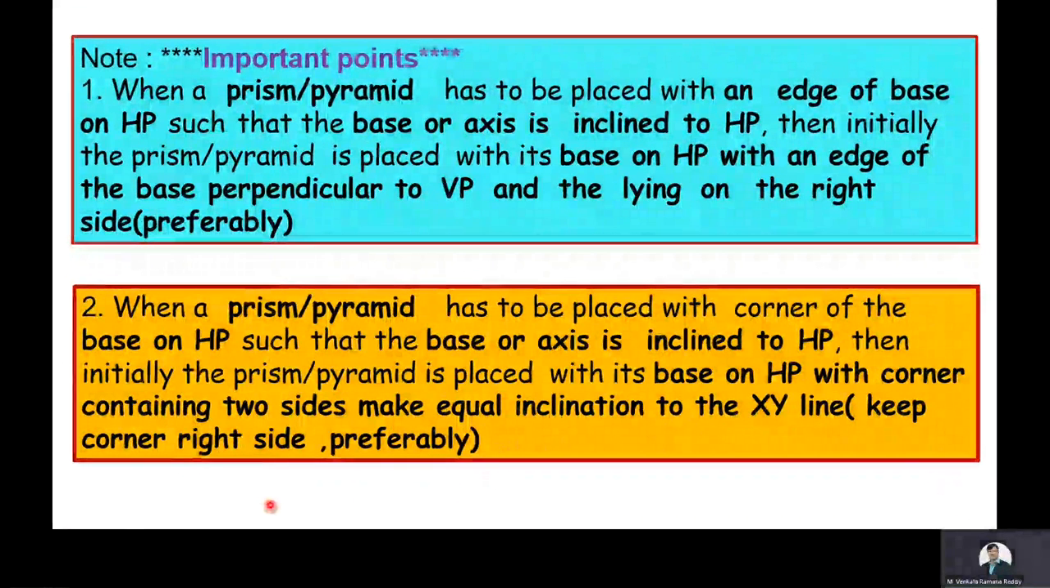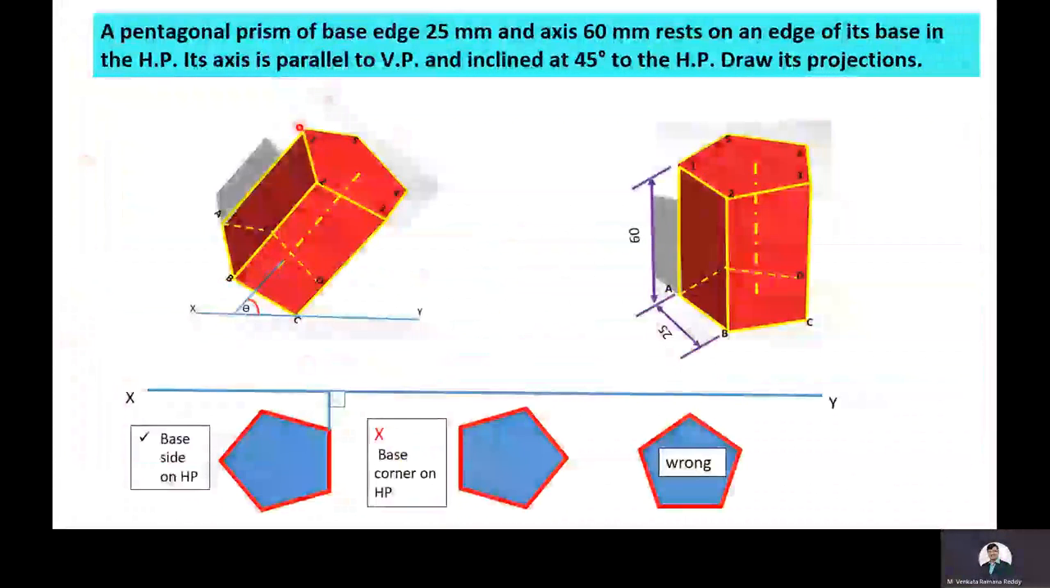After reading the above two important points, now we'll see how to draw the true image of the base for the given pentagonal prism problem. In the present problem, the pentagonal prism is resting on its base side, say CD, on HP, and its axis is making an angle theta degrees to the HP. Then that base side CD we need to keep perpendicular to the XY line, preferably on the right side. So in the initial position, we need to draw the top view of the pentagonal prism so that its base side CD is perpendicular to the XY line. So this is the correct way of drawing the top view of a pentagonal prism.